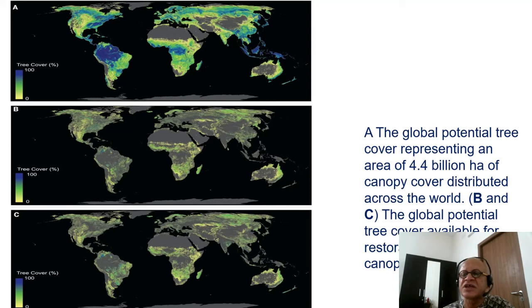So this is a study that looked at global potential tree cover representing an area of 4.4 billion hectares of canopy cover distributed across the world here. Canopy cover percentages are shown here. So you can see some Amazonia, Central African forests, and the rainforests in the maritime continent here, and so on. This is the tree cover here in B and C, where global potential tree cover available for restoration is shown. These are slightly different calculations. I won't go into the details.